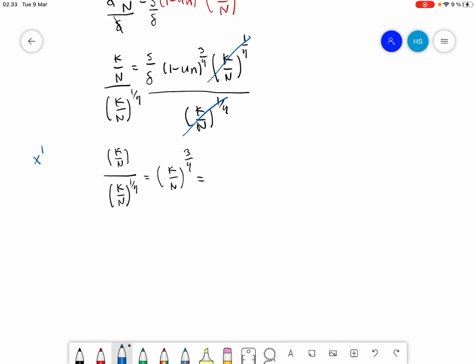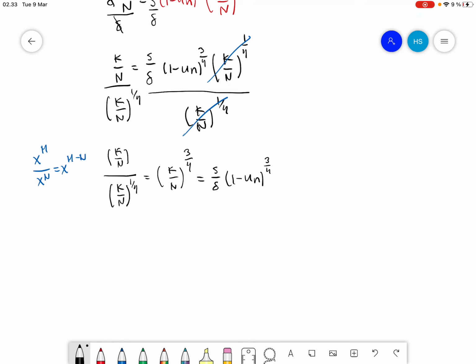Okay, so remember we use this rule here. X to the power of M over X to the power of N is always equal to X to the power of M minus N. And of course this should be equal to the savings rate over delta times 1 minus the natural rate of unemployment to the power of 3/4.